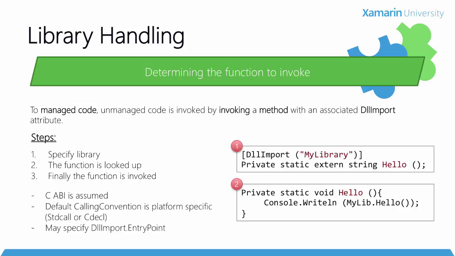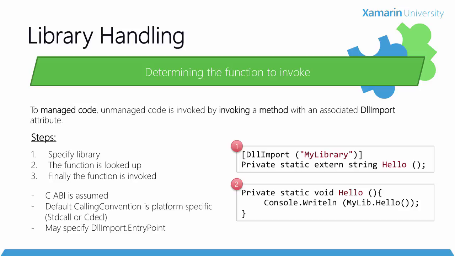We have two calling conventions that we can use here. The first one is the standard calling convention, which forms part of the Microsoft Win32 API. The second one is the C declaration, which is a calling convention that originates from the C programming language and is used by many C compilers for the x86 architecture.